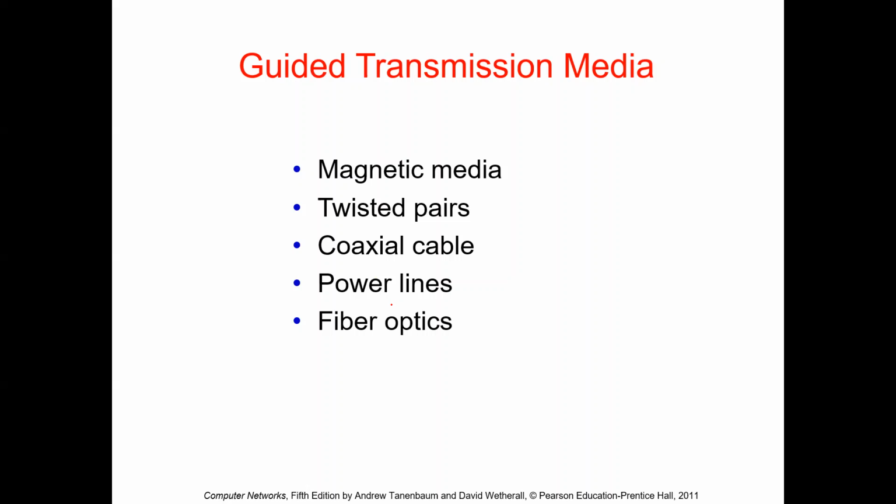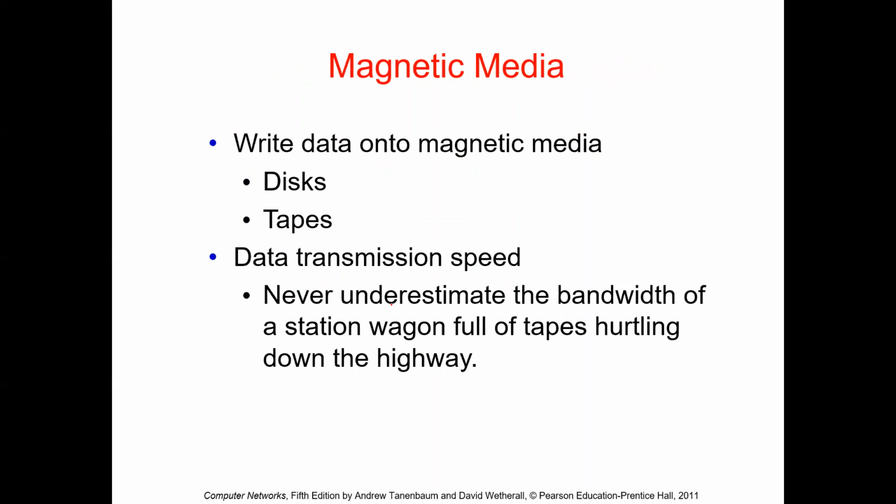This is called guided transmission media because we can control the direction of the signal, and it is done with any conductor that can be present in the cable. First one is the magnetic media. Magnetic media is when you use magnets to transfer signals, like tapes and discs.